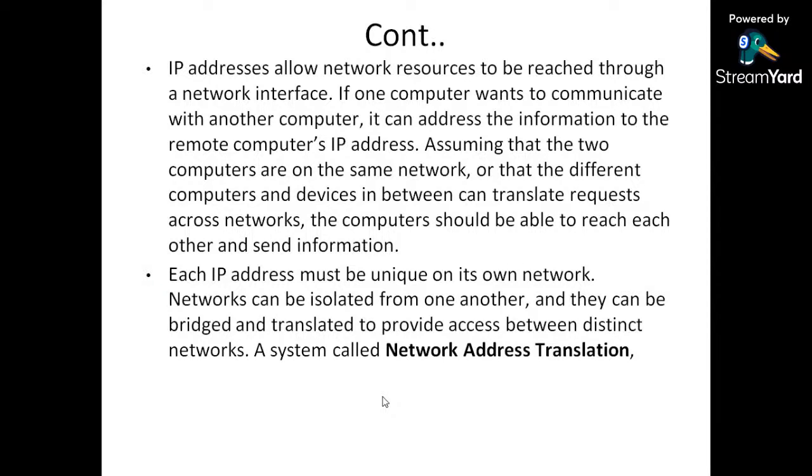When one computer wants to communicate with another computer, it can address the information to the remote computer's IP address. Each IP address must be unique on its own network. Networks can be isolated from one another, and they can be bridged and translated to provide access between distinct networks, using a system called network address translation.